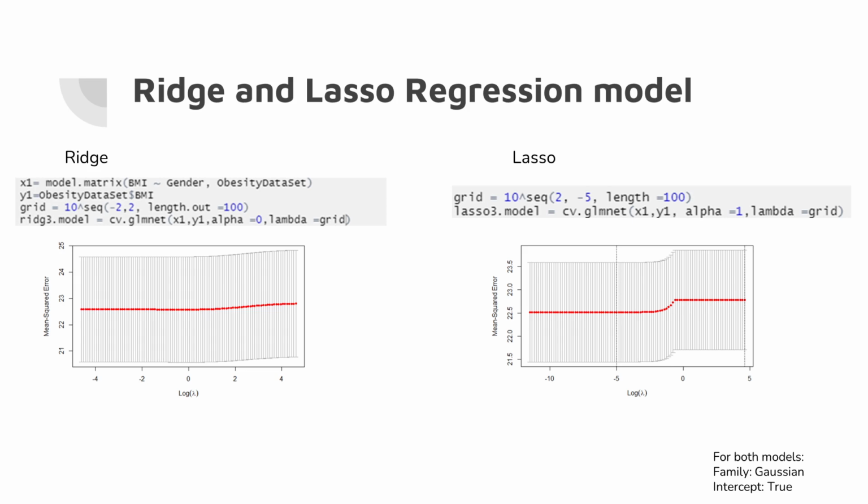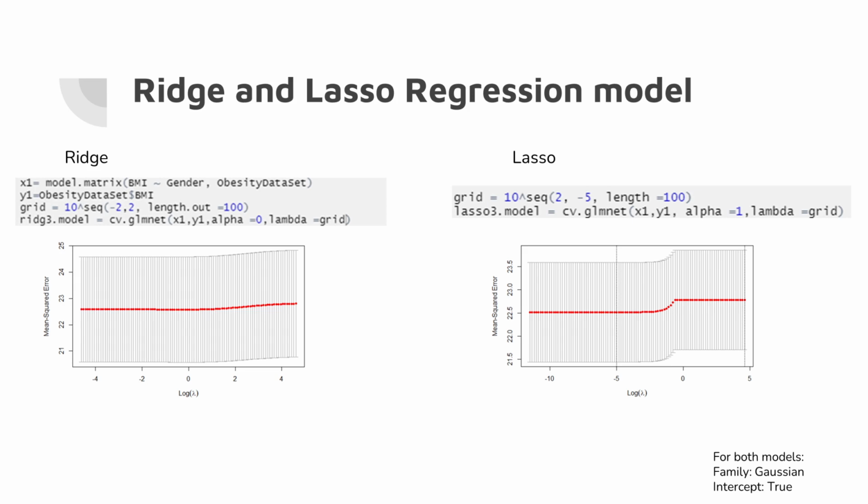In order to make the Ridge and Lasso regression models, we first declared our response vector y1 as the data of BMI and our independent variable x1, which is gender labeled as 0 for female and 1 for male. For the Ridge regression, we declared a grid of different possible lambdas to try the model with, going from 10 to the minus 2 to 10 squared. This grid had 100 lambdas.